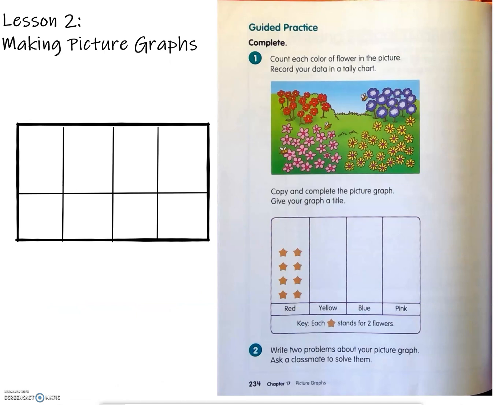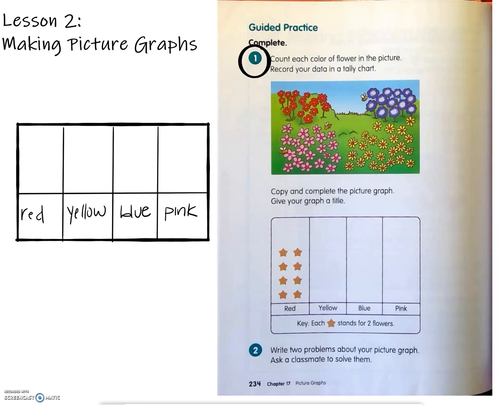Now let's do some practice. This time we are going to use the picture and record our information and then complete the picture graph. Now, number 1 here says, count each color of flower in the picture chart and record your data in a tally chart. It looks like there are 4 different colors. There's a red, yellow, blue, and pink.